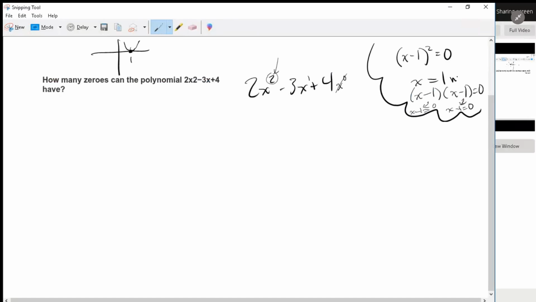We say multiplicity 2, meaning that we have a root of 1 twice, so to speak. So even here, you will always have 2 roots, no matter what. You can't get this one wrong.